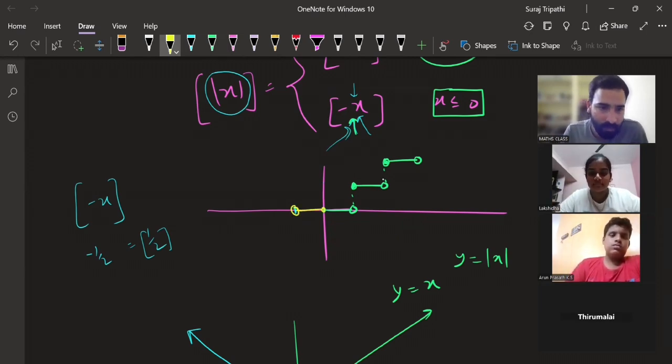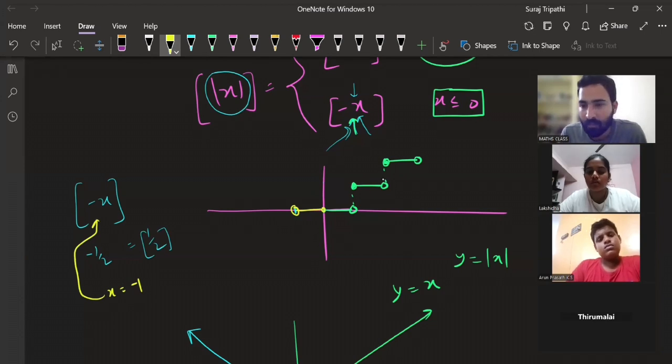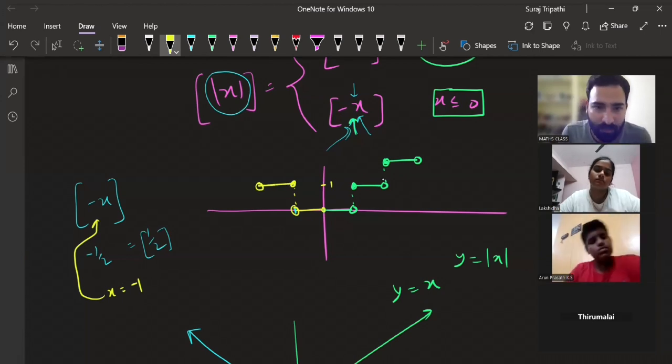Now again, take x equals to minus 3/2, or you can take integral values also. If I take x equals to -1, just put x equals to -1 here. So this will become 1. Box of 1 is 1. So here suppose this is 1, so you will get box as 1 like this. So the graph will continue like this.